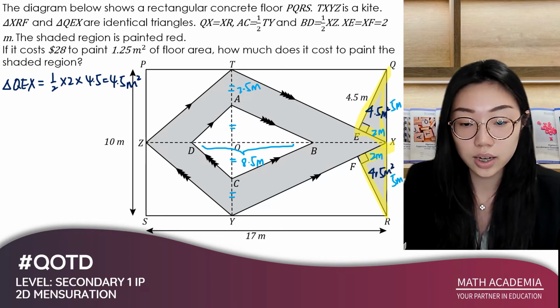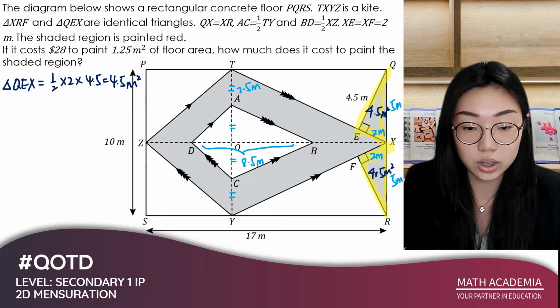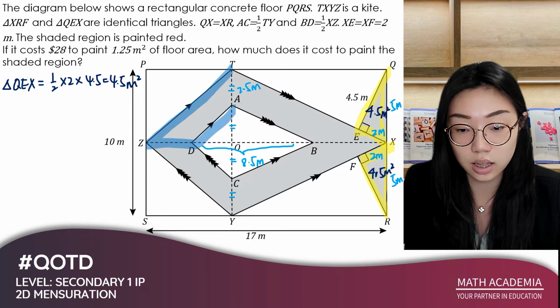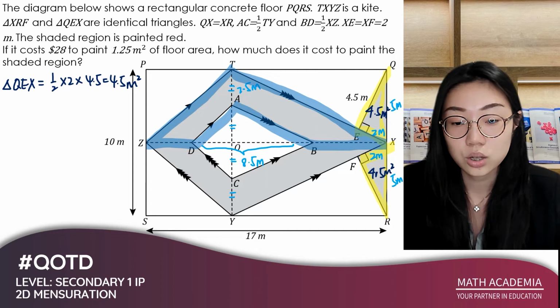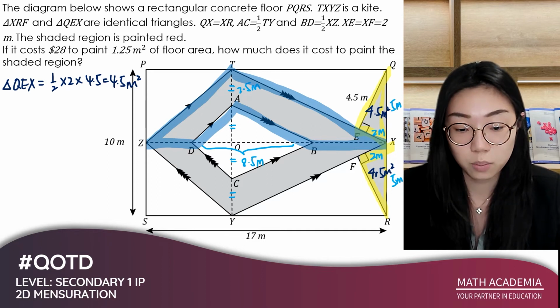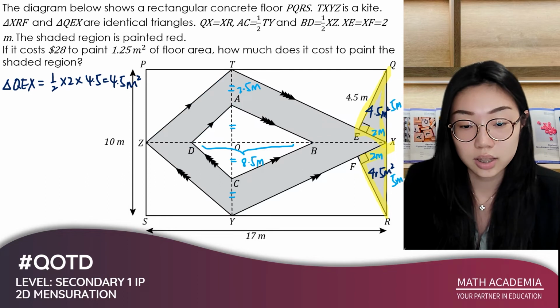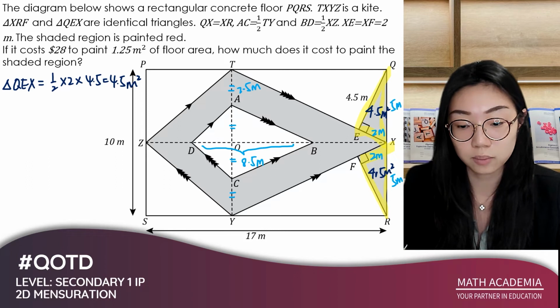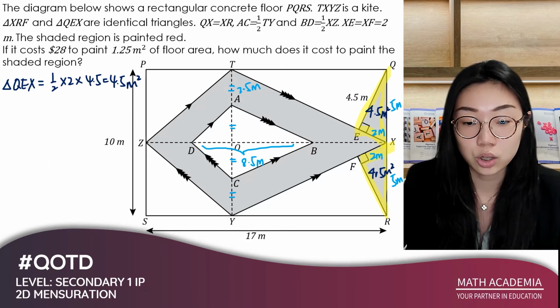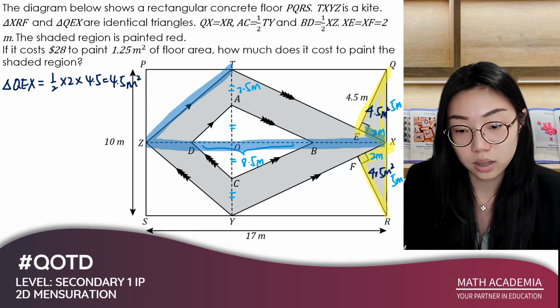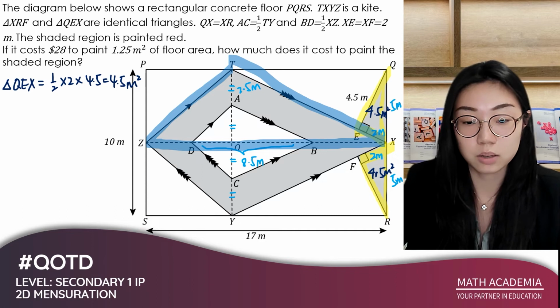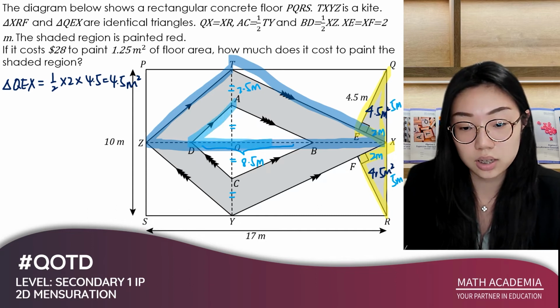Next, let's try and find the area of the shaded region TZDA BET. If we study this shape, we know that this shaded region is made up of 2 triangles. It would be the bigger triangle TZX minus the smaller triangle ADB.